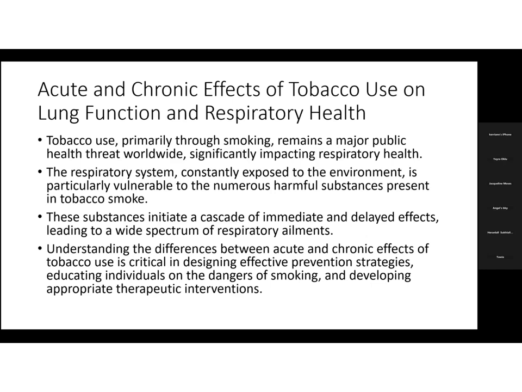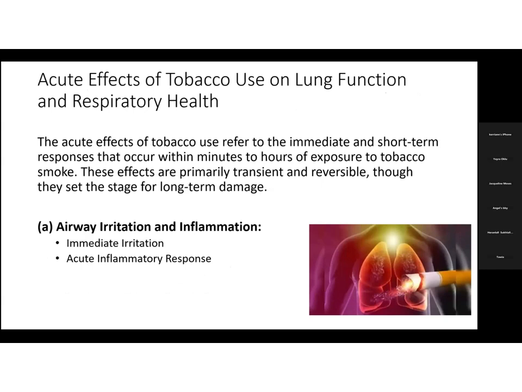Understanding the difference between acute and chronic effects of tobacco use is critical when designing effective prevention strategies, educating individuals on the damages of smoking, and developing appropriate therapeutic interventions. Now, the acute effects of tobacco use refer to the immediate and short-term responses that occur within minutes to hours of exposure to tobacco smoke. These effects are primarily transient and reversible, though they set the stage for long-term damage if tobacco use persists.